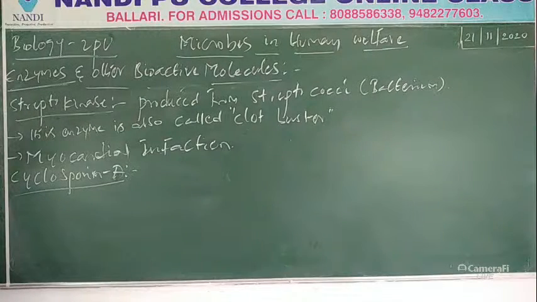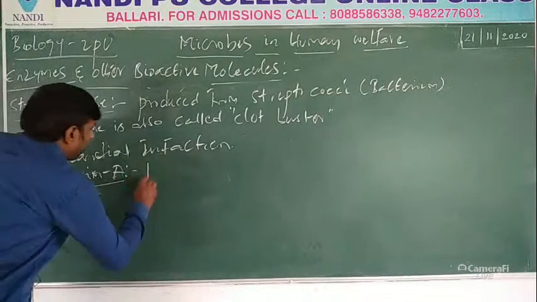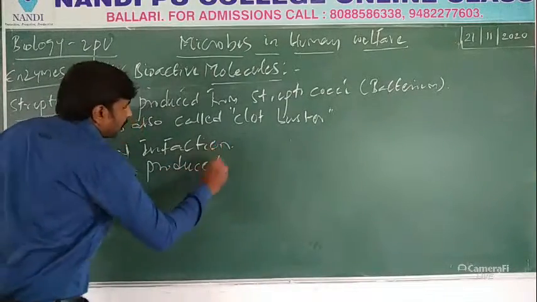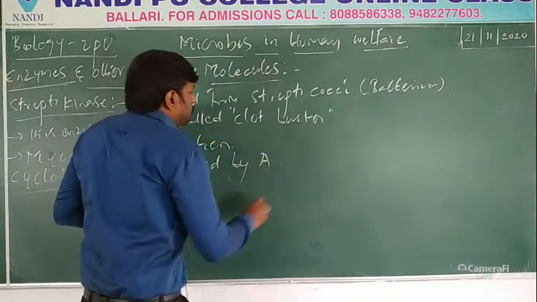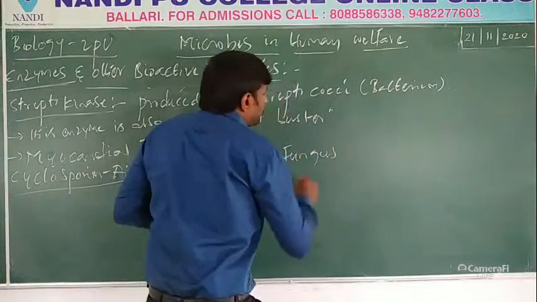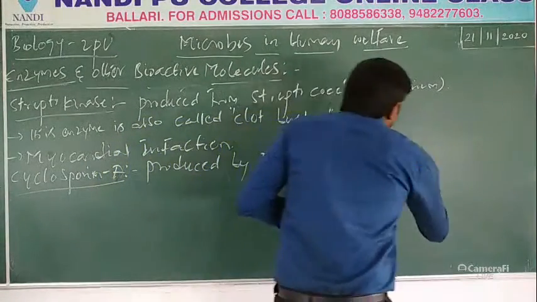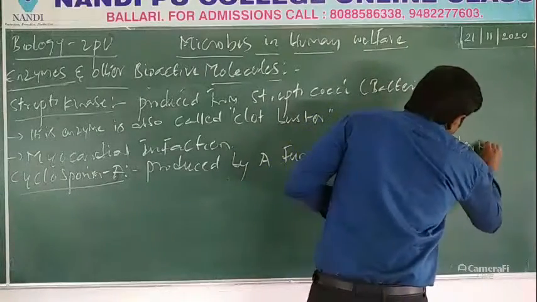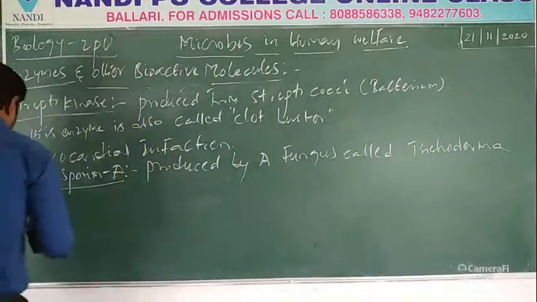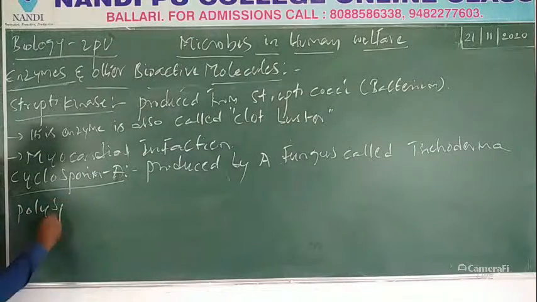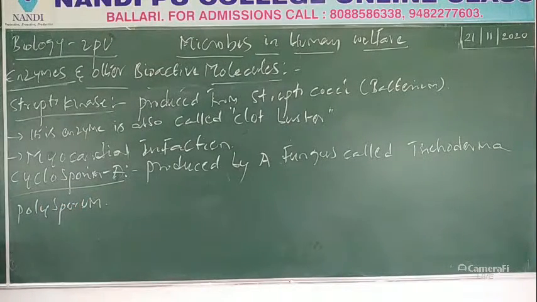Generally this cyclosporin A is produced by a fungus called Trichoderma polysporum, very, very important for competitive examination. Cyclosporin A is produced by what type of organism? Either bacteria or fungi? It is a fungus. So that fungus name is Trichoderma polysporum.